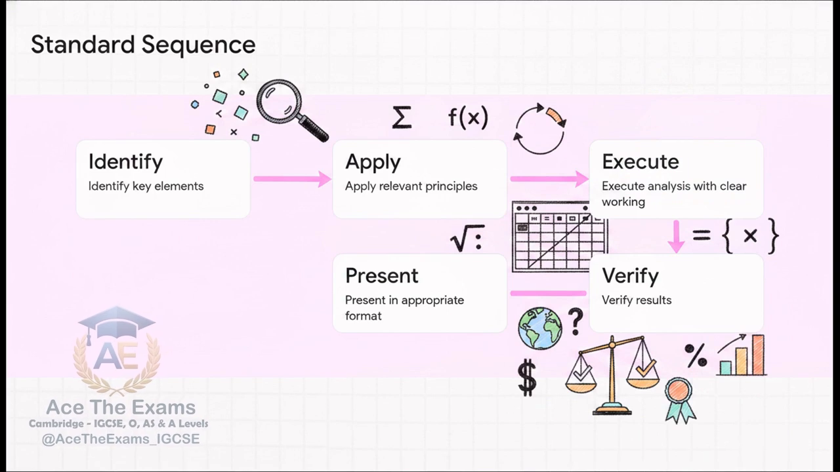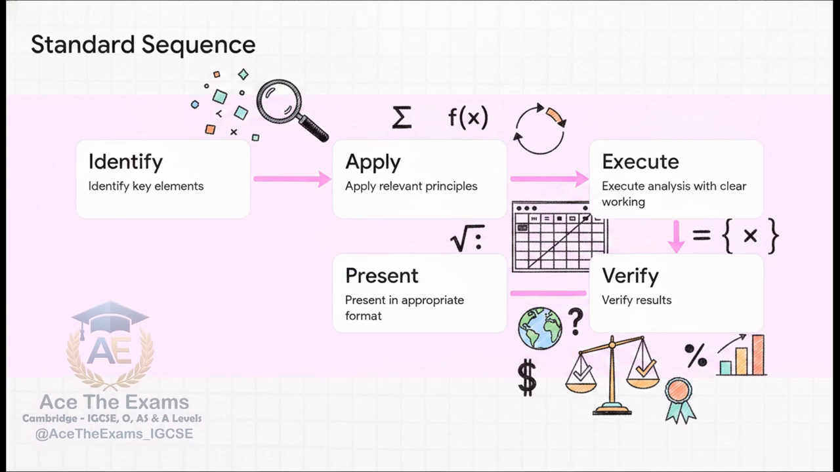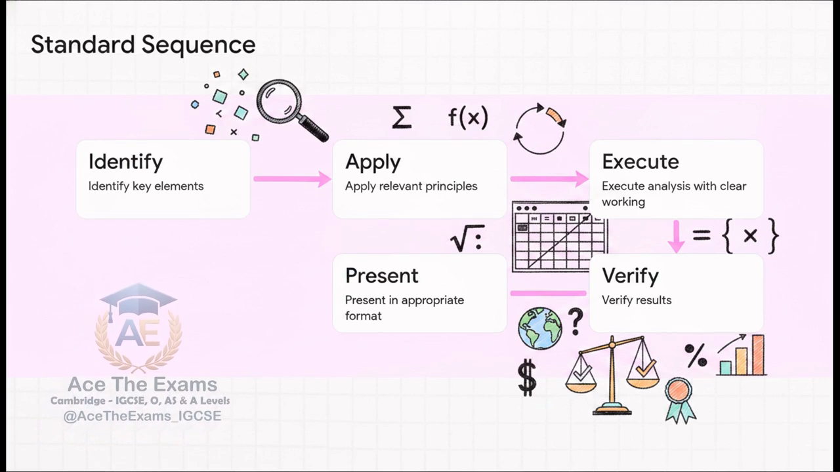Step 3, execute the analysis with crystal clear workings so the examiner sees your genius. Step 4, verify your results. Does that final number actually make sense in the real world, or did you just calculate a negative age for an employee? And step 5, present the format correctly.